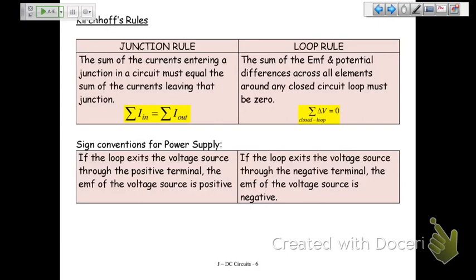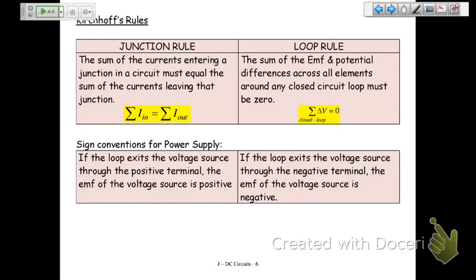One of them was the so-called junction rule, where it says all the current into the junction must equal all the current out of the junction, like cars going to an intersection. You can't have cars disappearing, and you can't have cars being invented. So current in equals current out.